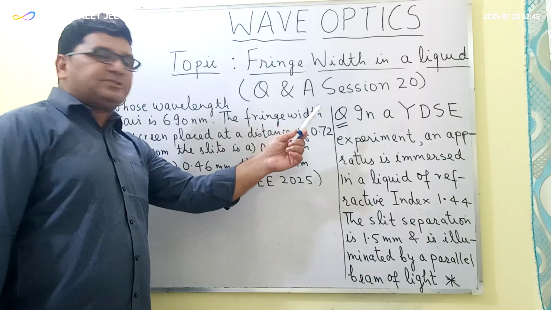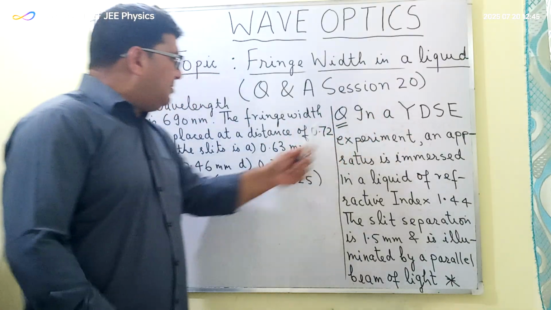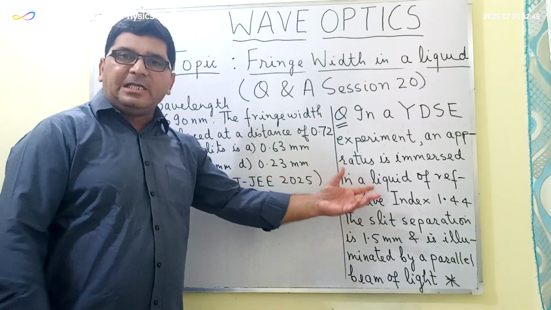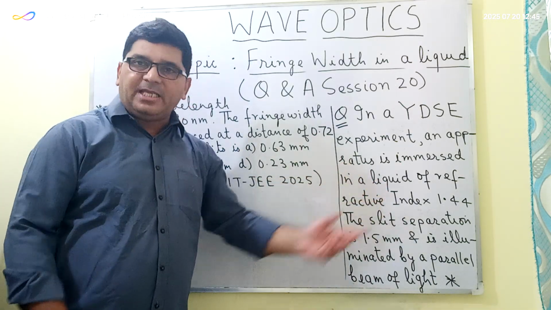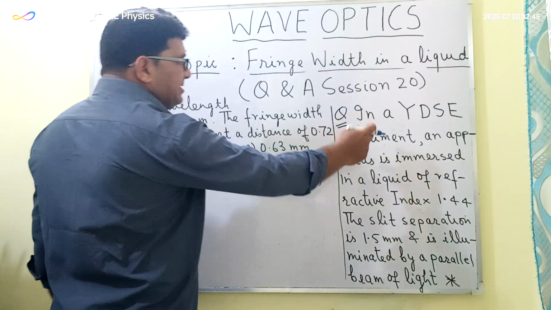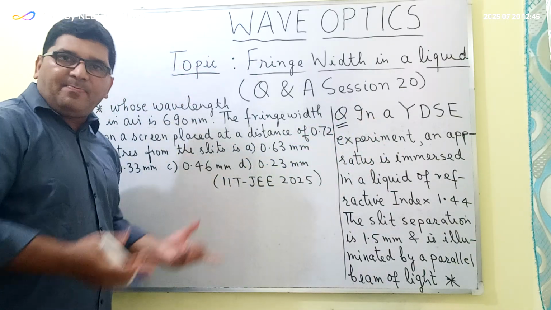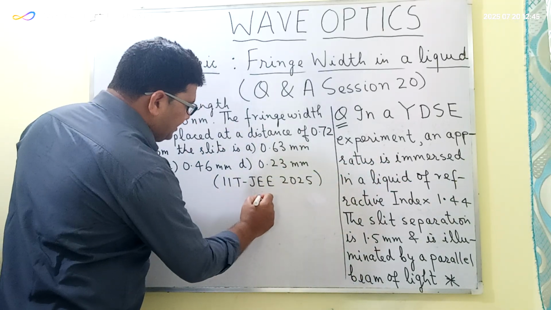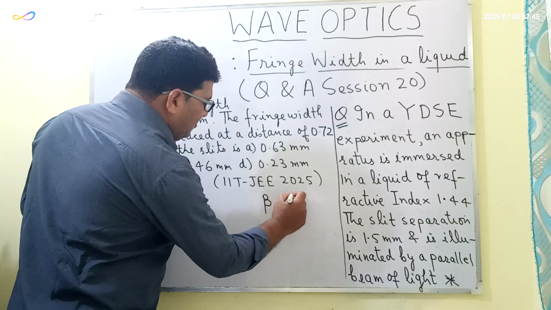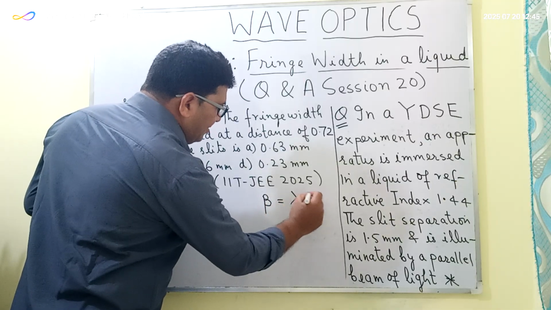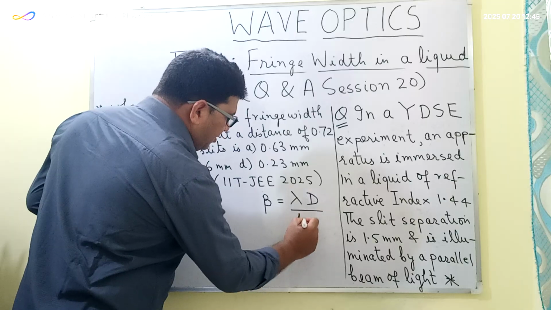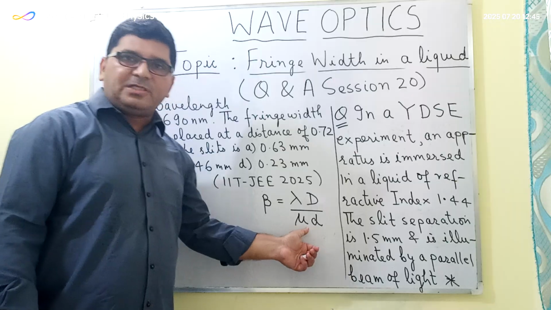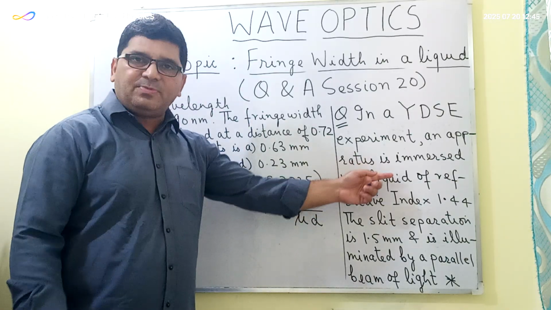In session number 13, we have learned that if a setup is immersed in a liquid of some refractive index, say n, in a Young's double slit experiment, then the fringe width is equal to lambda D upon mu d. Here mu is the refractive index of the liquid in which that entire apparatus or setup is immersed.